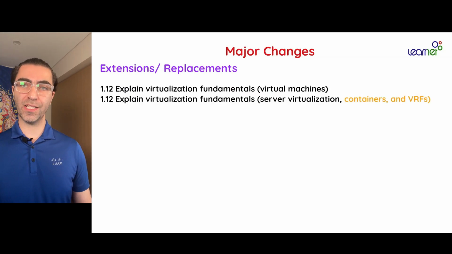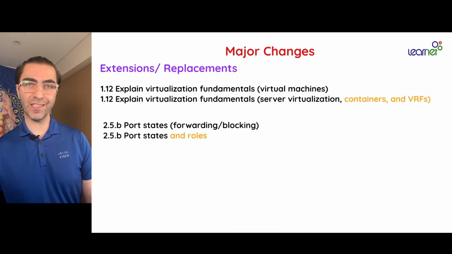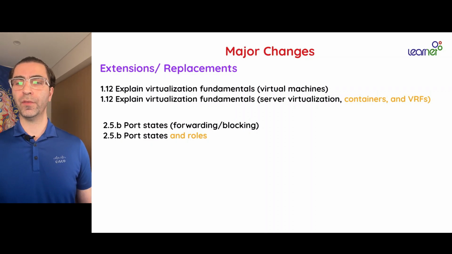1.12, in the previous exam topic, just talks about server virtualization. But in the new blueprint, two other types of virtualization are also added: containers and VRFs. So you need to understand these two technologies as well. For 2.5b, which is related to Rapid PVST, or Rapid Spanning Tree per VLAN protocol, not just port states need to be learned, but also port states and roles need to be covered.